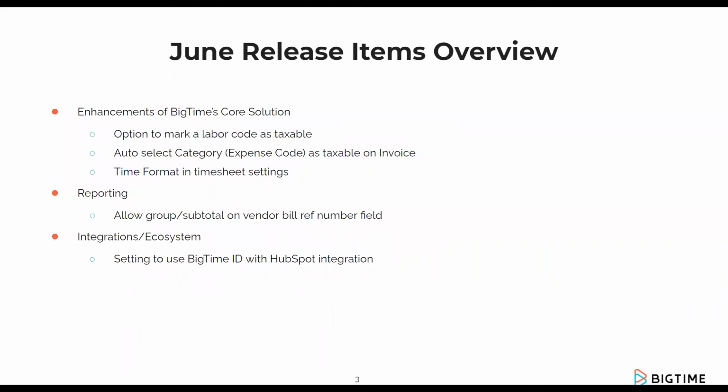In our core solution, we've released features that allow you to mark a labor code as taxable, auto-select categories as taxable on an invoice, and we've given more options in the time format for our timesheet settings to accommodate how different people track their time. In addition, for reporting, we've allowed group and subtotals on the vendor bill reference number field. And in our ecosystems and integrations, we've added the Big Time ID with the HubSpot integration. Again, continually moving these integrations forward. So with that, I will turn it over to Mary Pat to really walk through each feature with you.